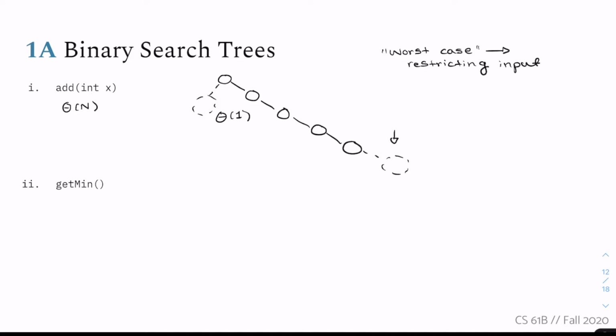And for part 2, this is basically the same thing as add for get min. Just imagine that your spindly tree is as spindly as possible and it's in the direction that you want to go. So get min will require you to hop all the way down until you get to that point. So this is also theta n for the worst case.